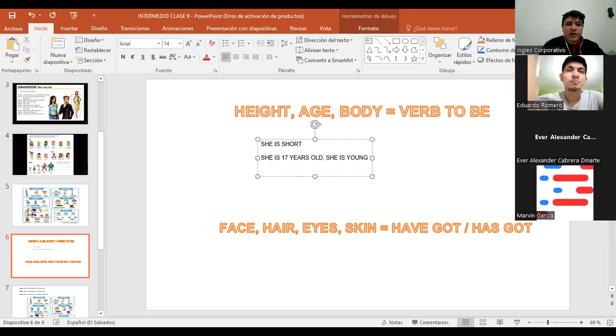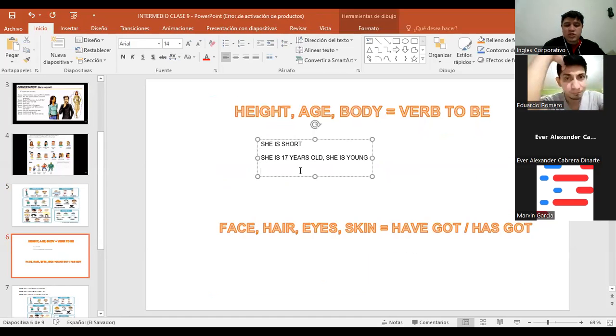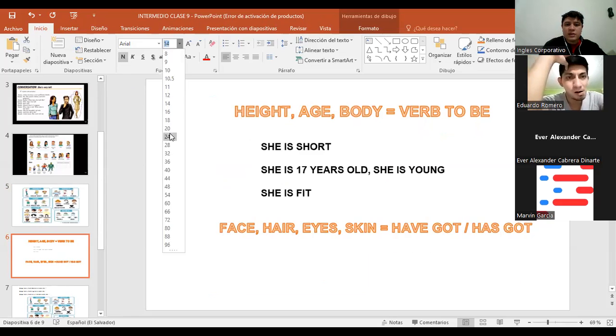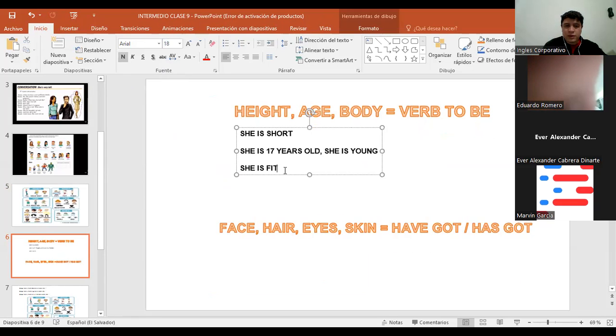Body. Okay, for body we have fat, fit, and thin, okay? So, let's see. She is fit. Ella es fit, está como en forma, right? She's fit. You see? Like this one, we use verb to be, okay? De esta forma, utilizamos el verbo to be para describir, okay?